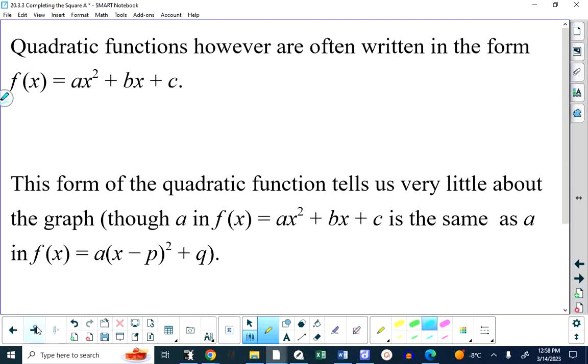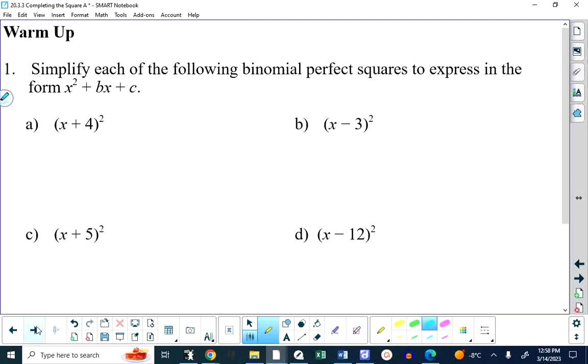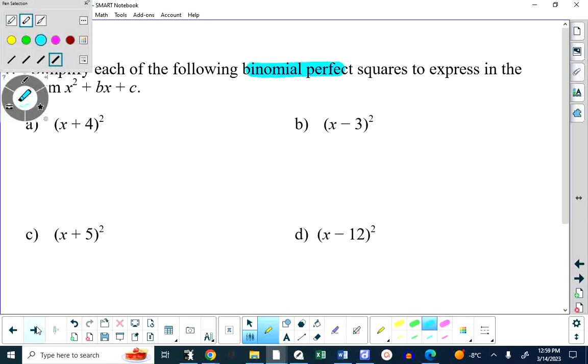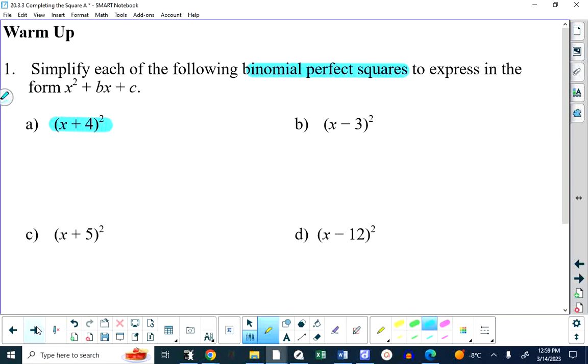So, as a warm-up here, we're going to go back to grade 9 math and do some work. Simplify each binomial perfect square to express it in the form x squared plus bx plus c. So I want to make a point here. A binomial perfect square is a binomial that's squared. 16 is a perfect square because it's 4 squared. 25 is a perfect square because it's 5 squared. This thing that I've highlighted here in A is a perfect square because it's x plus 4 quantity squared.